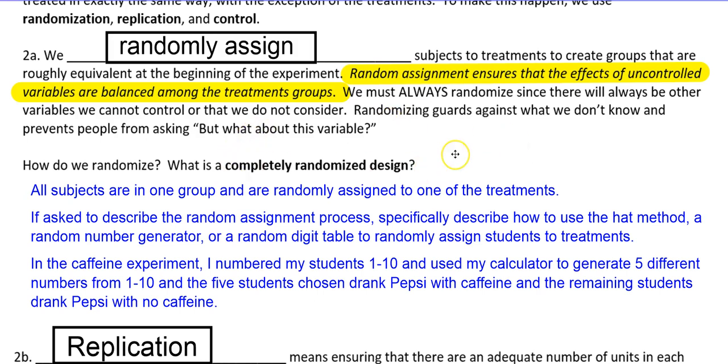In a completely randomized design, all of our experimental units or our subjects are in one group, and we apply the randomization process to all those individuals and divide them into our treatment groups. In this particular experiment, I numbered my students 1 to 10 and used my calculator, which is a random number generator, to generate 5 different numbers from 1 to 10. Notice I said different, no repeated numbers allowed. And the 5 students chosen drank Pepsi with caffeine, and the remaining students drank Pepsi with no caffeine.